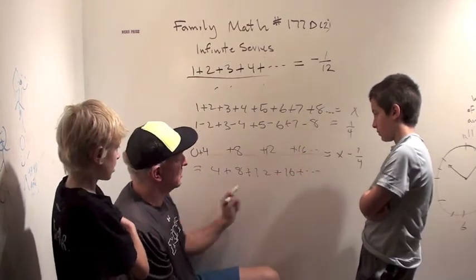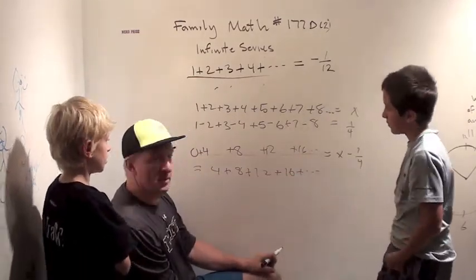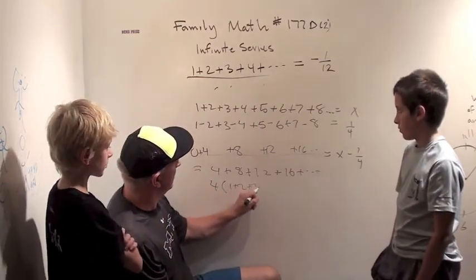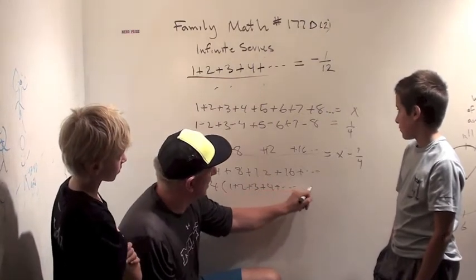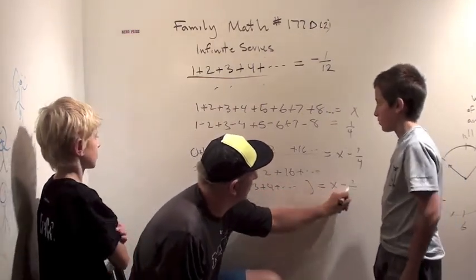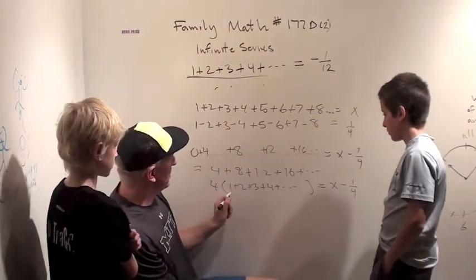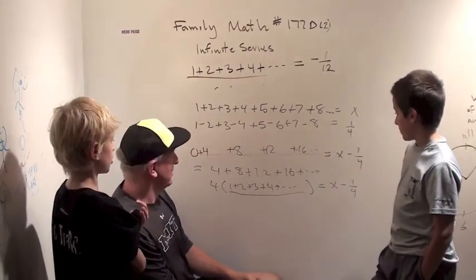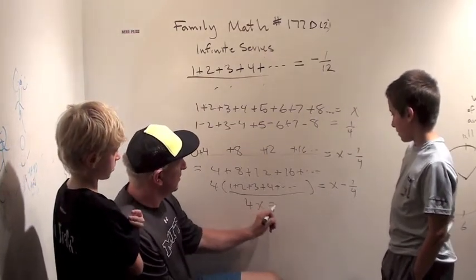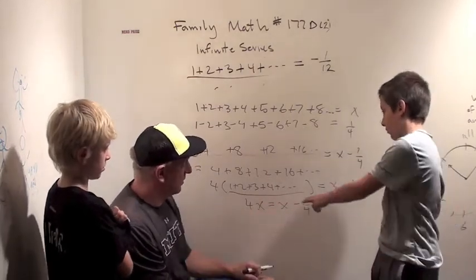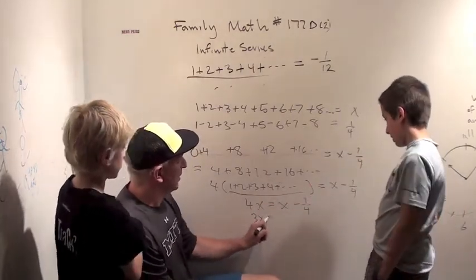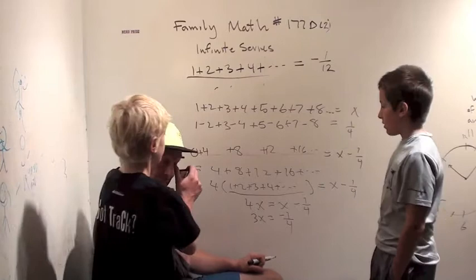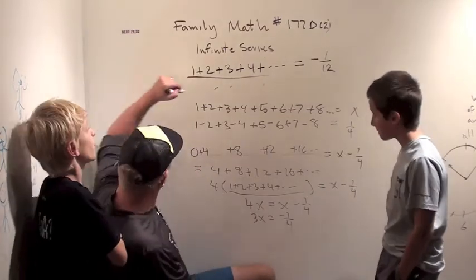What can we say about this series? Well, it's all of the multiples of 4. So 4 times (1 plus 2 plus 3 plus 4 plus dot dot dot) equals x minus 1/4. What's this series, 1 plus 2 plus 3 plus 4? That's x, that's what we're trying to solve for. So 4x equals x minus 1/4. So 3x is minus 1/4. If you divide by 3, you get minus 1/12.